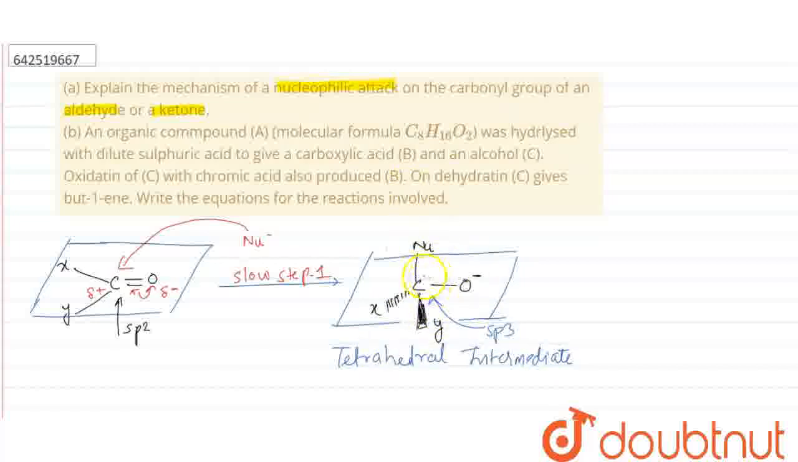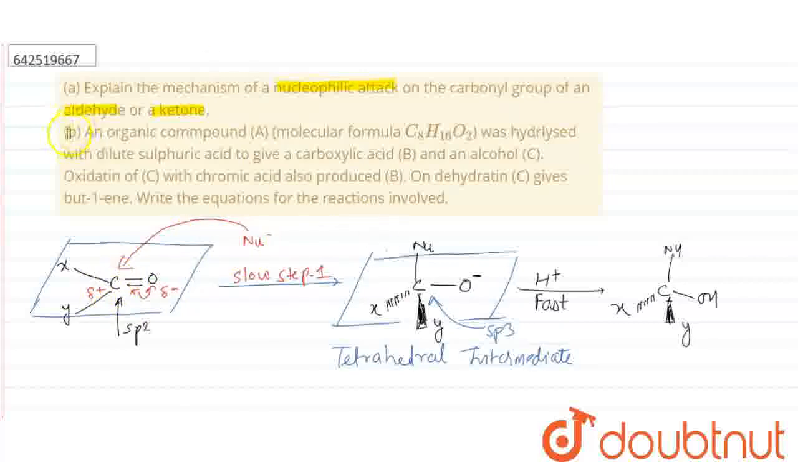Now the next and last step is that the oxygen takes one proton, H plus, to become a neutral molecule. This will be the nucleophile, this will be OH, okay, and we have one X and one Y. This step is basically a fast step. So in this manner, the nucleophilic attack takes place on the ketonic group or aldehyde group. Okay, the pi bond shifts to oxygen and the nucleophile attacks the electrophilic center.